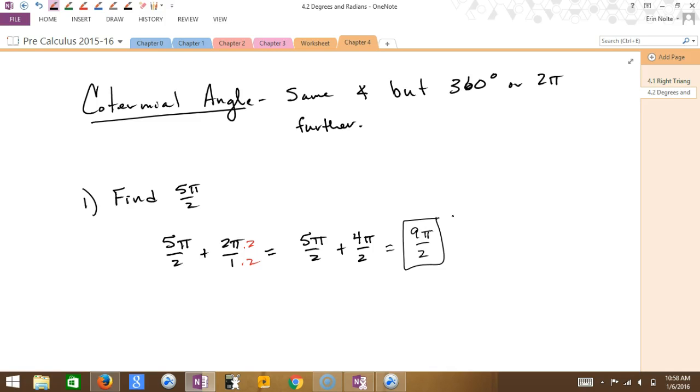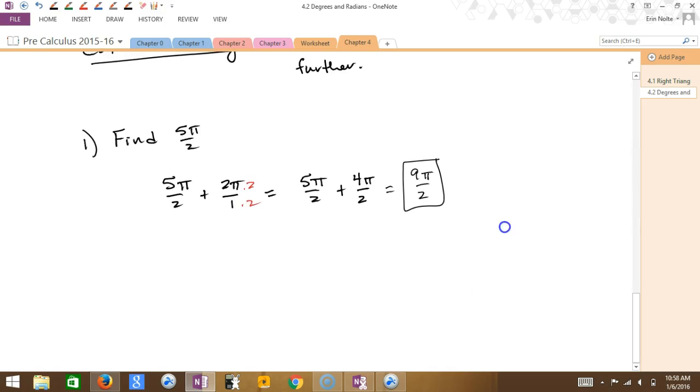Okay, you can add or subtract 2 pi as long as it's a full revolution. Do I need to do that example, or are we good? Kind of get there. You'll probably get asked it on the homework.